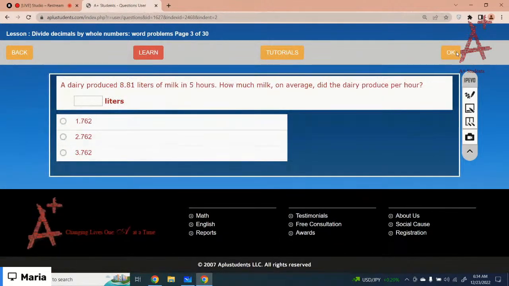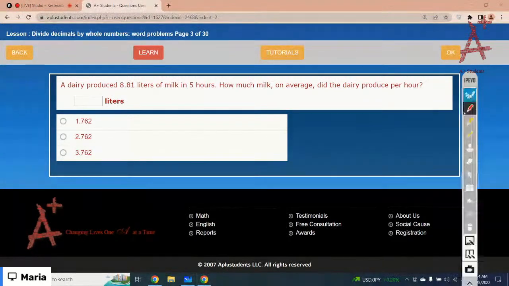Our dairy produced 8.81 liters of milk in 5 hours. How much milk on average did the dairy produce per hour? Got it? So you have to do 881 divided by 5. So 5 times 1 is 5.